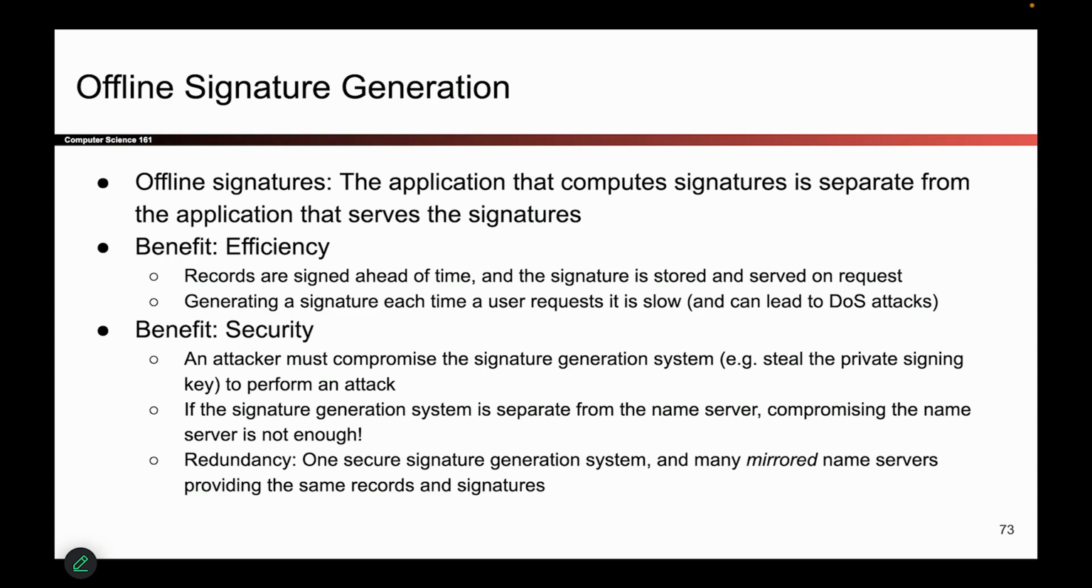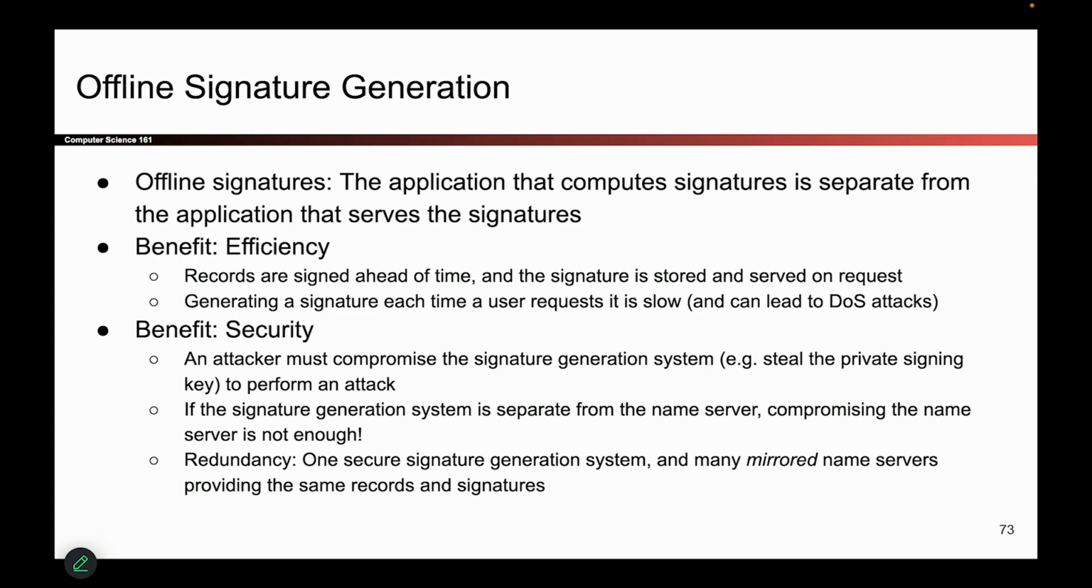So this has a couple of benefits. One benefit is efficiency. We don't have to generate a signature every single time a user requests it. That's slow. That can lead to denial of service attacks where a user tries to request a signature for lots of different domains. And if you're signing every domain on demand, you're going to run out of time and the server's going to crash. But instead, if you sign the records ahead of time and you store the signature itself and just serve the signature on request, you're saving some time. So generating signatures ahead of time is efficient and leaves us less vulnerable to denial of service attacks.